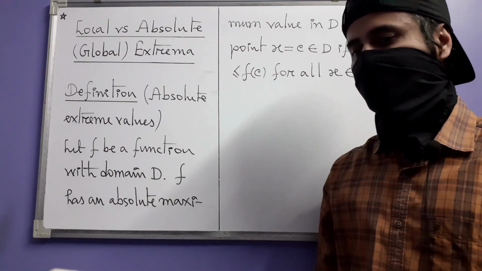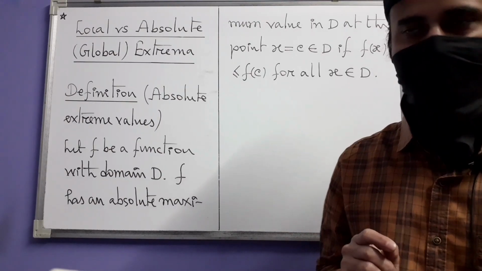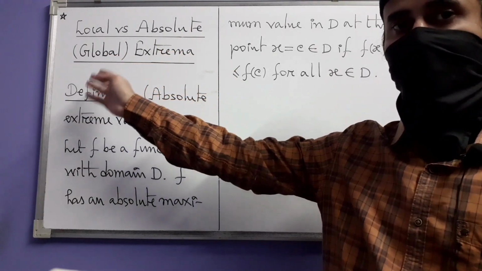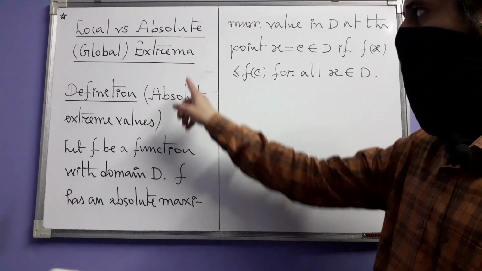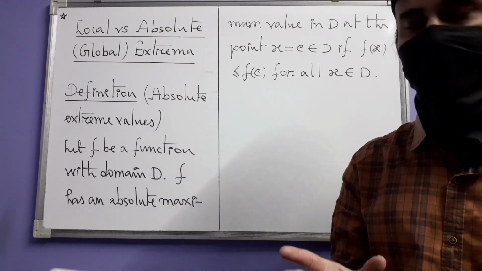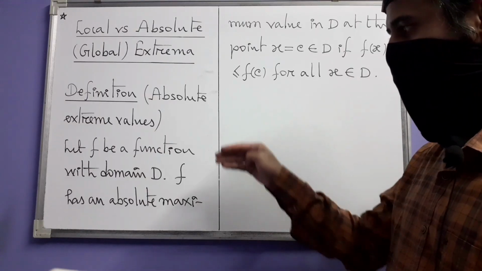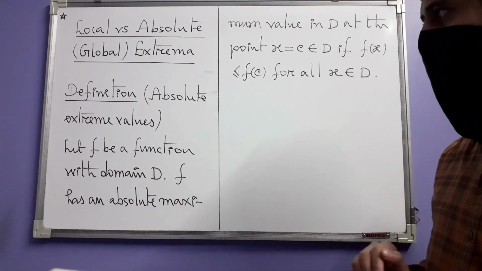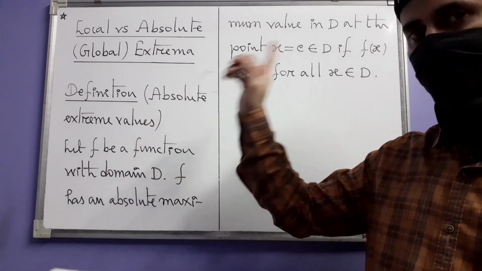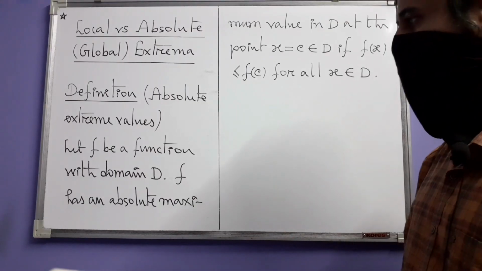Now next we are going to distinguish between absolute and local extreme values. Absolute extreme values are also sometimes called global extreme values. Extrema is the plural of the word extremum. Extremum means either maximum or minimum. So we have a definition here, the definition of absolute extreme values. After this definition, we have another one where we will see local extreme values.